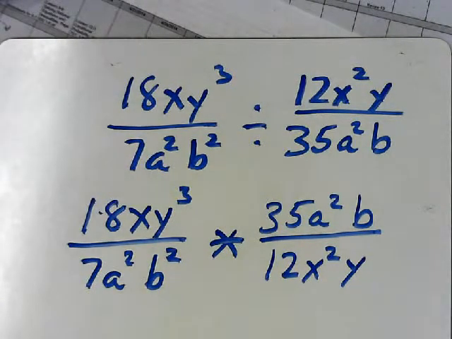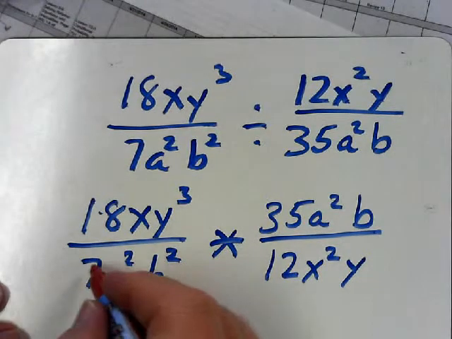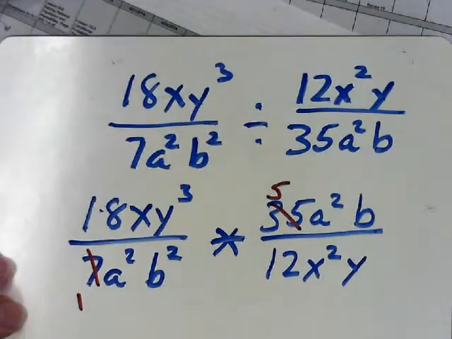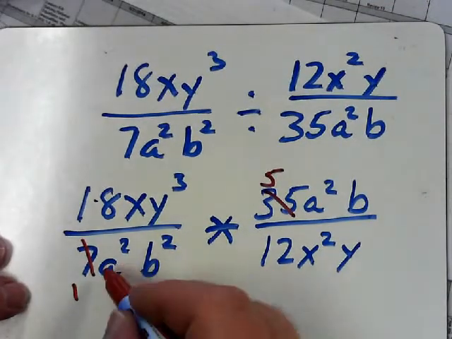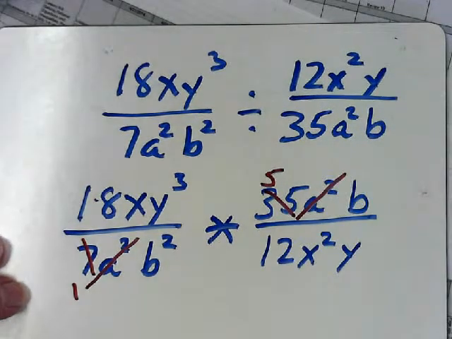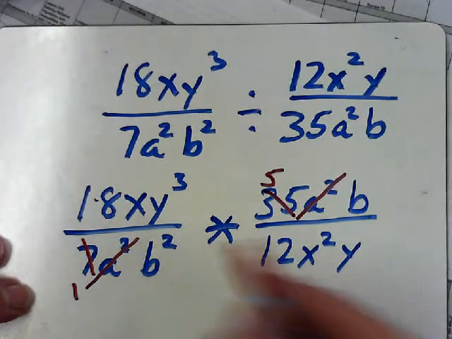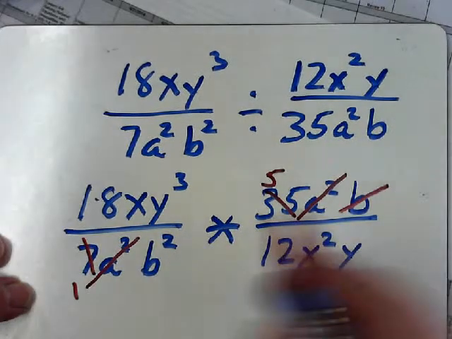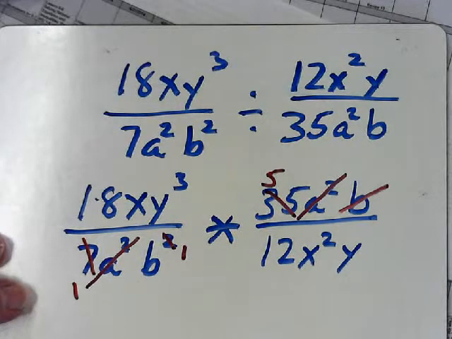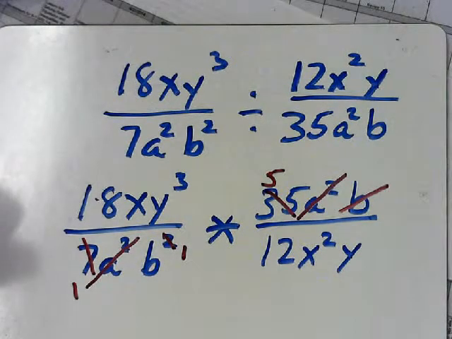The 7 and the 35, you get 1 and 5, right? Okay, 1 and 5. Cancel the a squared out. This whole a squared takes care of this whole a squared. And one of the b's, b squared. So this b will take care of one of these, won't it? Anything else?